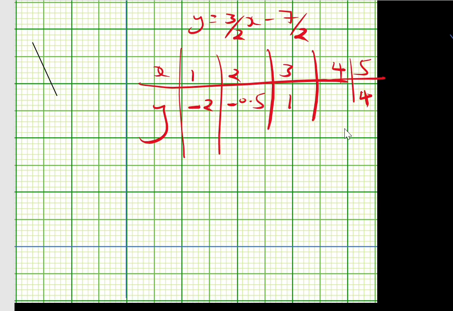Then if we're going to plot these points, we're going to make a scale. I can start with 0 here, so this side will be 1, 2, 3, 4, 5, and so on. Here we have -1, -2, -3, and so on. On the y, again, the same.